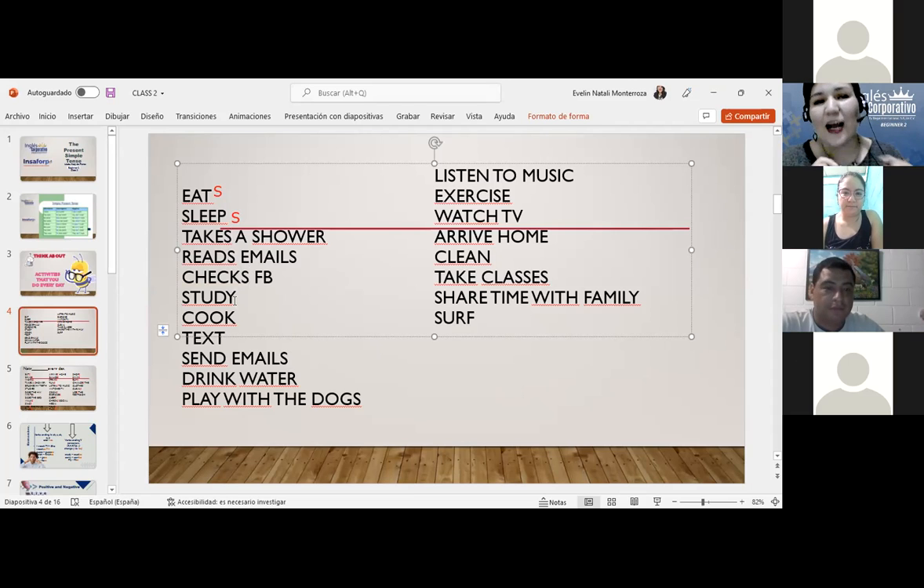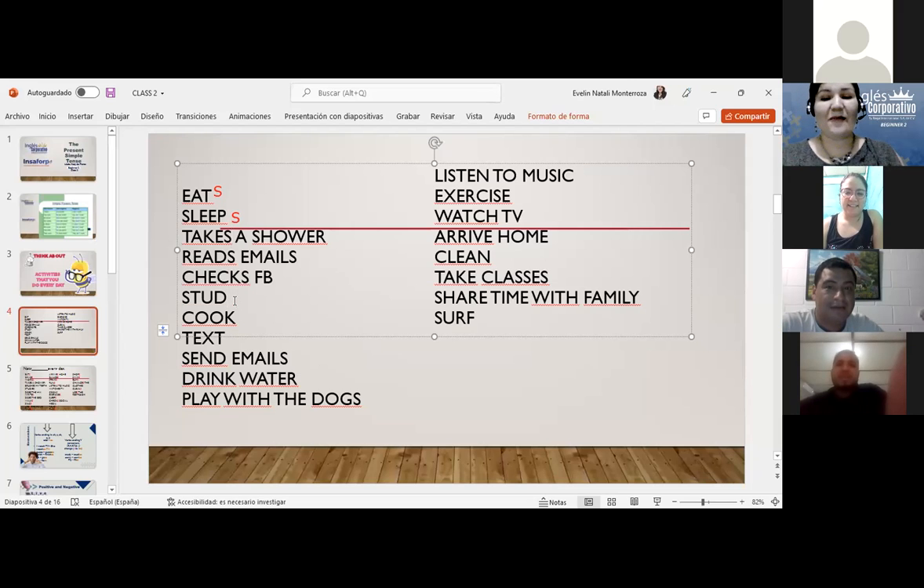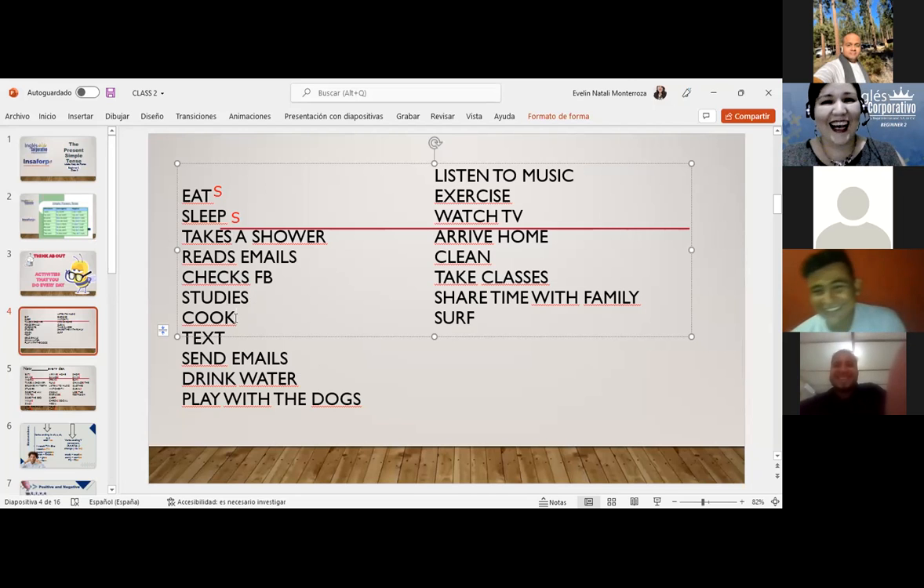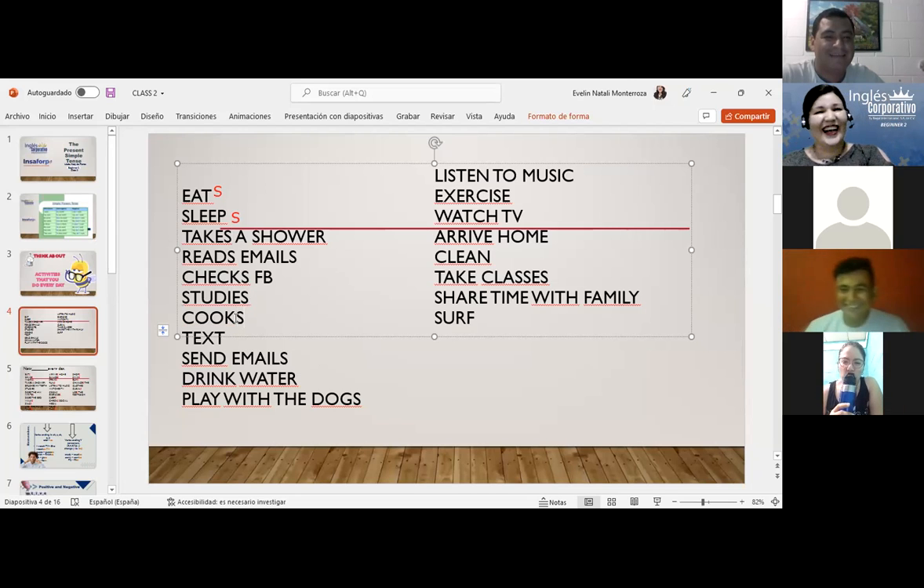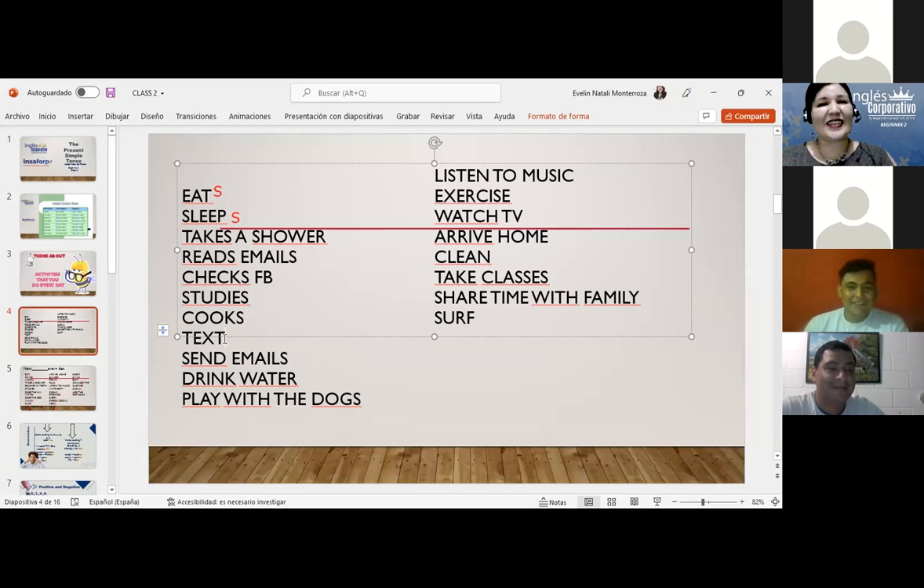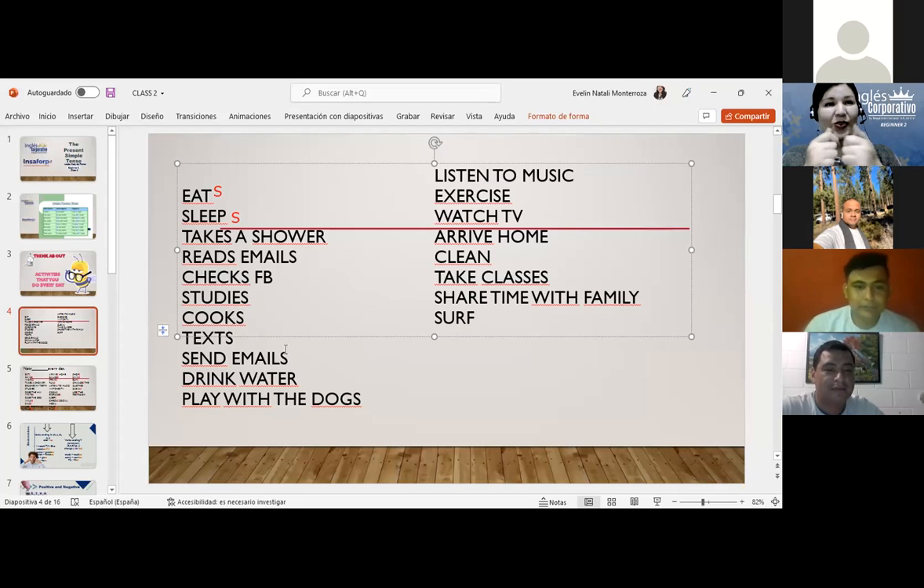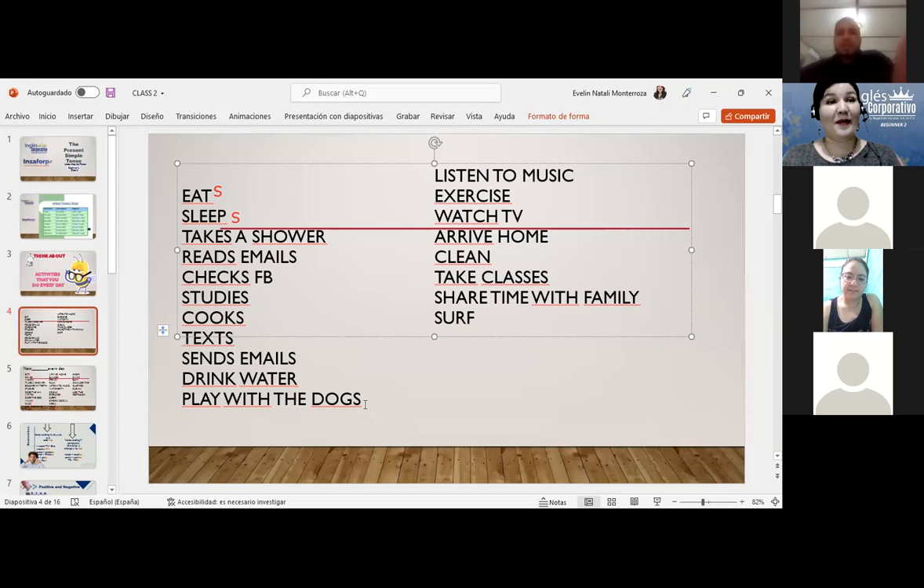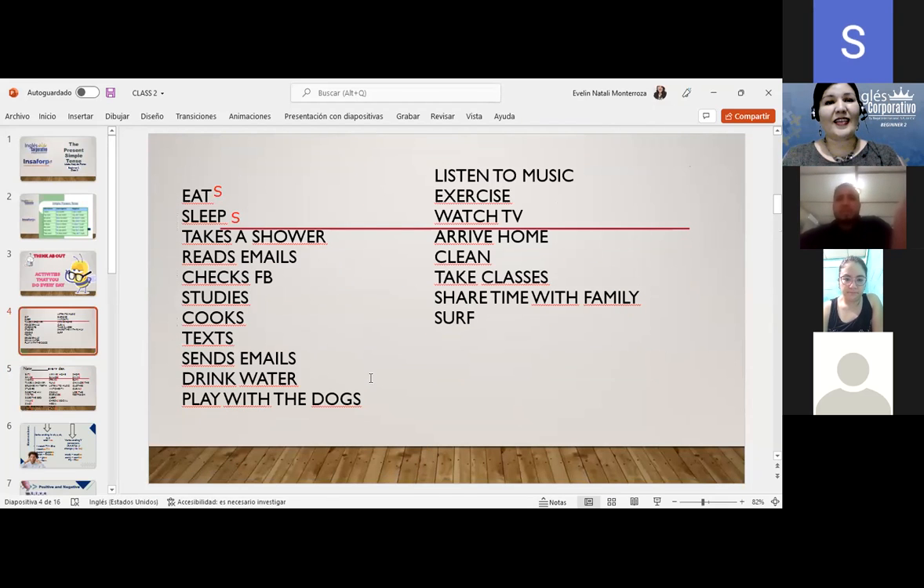What about study? How do you transform study? Studies, because you erase the Y and you add I-E-S, right? What about cook? Cooks. What about this one? Texts, right. When you write a text there. What about the next one? Sends emails. Ay, my goodness. The next one.